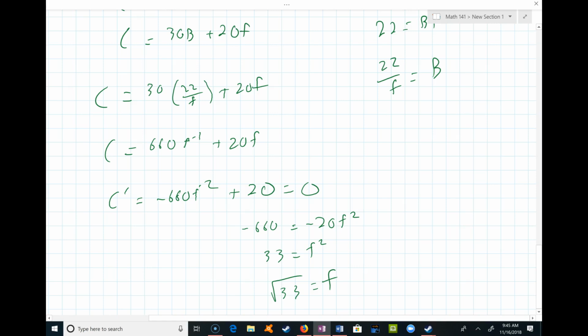Camden, you got a question for me? Okay. Oh, what? The F to the negative 2? Yeah. How did it end up on the other side of the positive? Multiply both sides by F squared. So negative 660 F to the negative 2 is like negative 660 over F squared equals negative 20. And multiply both sides by F squared to get rid of the F squared on the bottom. I did a couple steps there in my head.